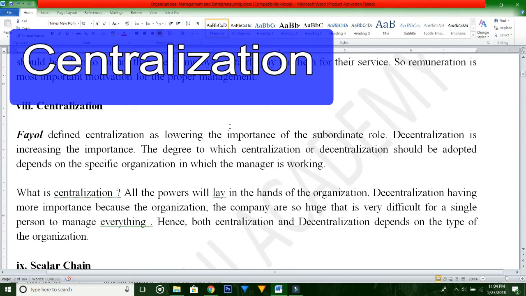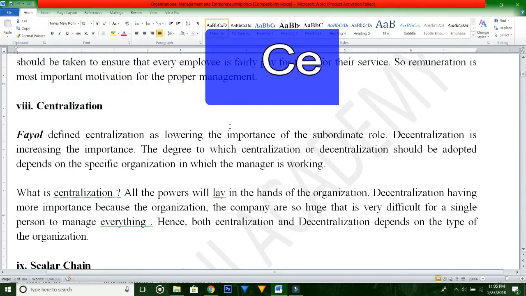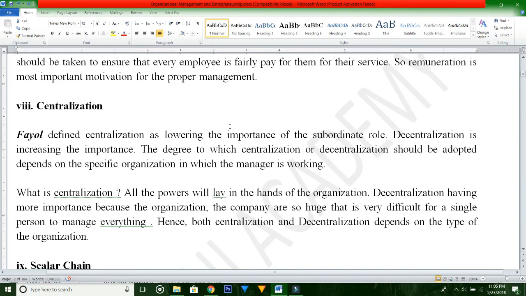Centralization. Fayol defines centralization as lowering the importance of the subordinate role. Decentralization is increasing the importance. The degree to which centralization or decentralization should be adopted depends on the specific organization in which the manager is working.